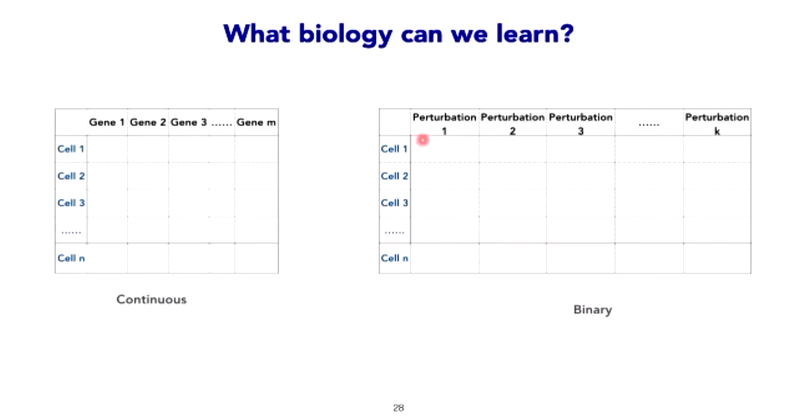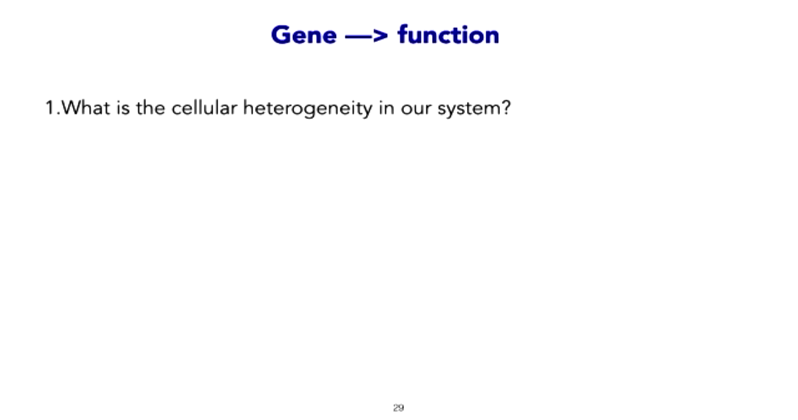So now we have two matrices. We have a gene expression matrix, which is a cell by gene matrix. And then we have a cell by perturbation binary matrix, which tells us if a cell has a perturbation or not. There are several questions that can get us from gene to function using the Perturb-seq setup.